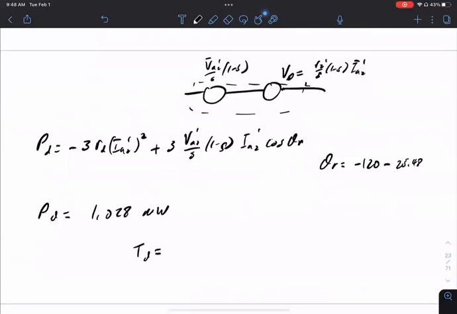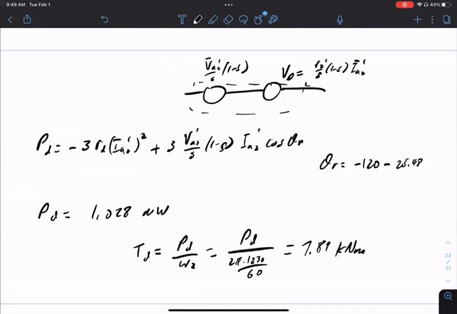And then the developed torque, this is PD over the speed. This is, by definition, the developed power over the speed of the rotor. So this is PD over 2 pi times 1230 divided by 60. You get 7.98 kilonewton meters. Okay, so that's our developed torque.